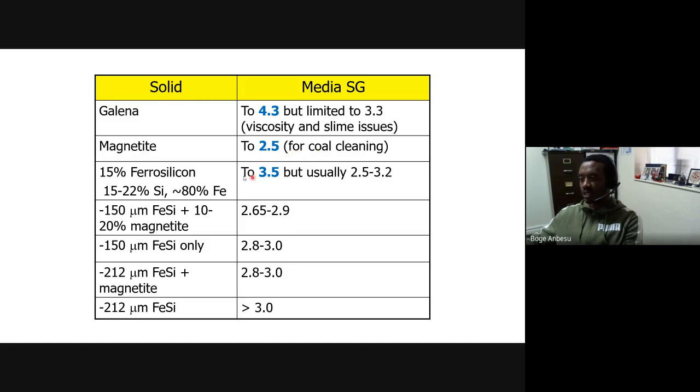With ferrosilicon, it depends on the particle size you use. As I said, ferrosilicon is commercially available for many applications of dense media separation. And depending on what density of media you have in mind, you can come up with different combinations of ferrosilicon. You can even mix it with magnetite and so on to make up different medias. So typically, you can again target a specific gravity of media of around 3, okay, using ferrosilicon in different combinations.